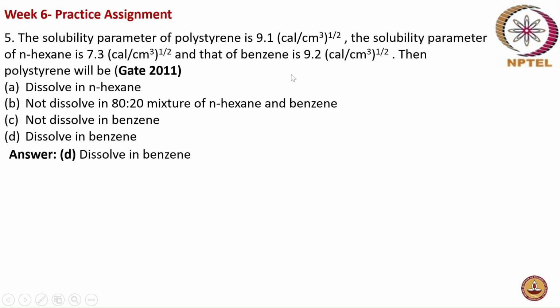Your answer is right. It dissolves in benzene, but the reason is that polystyrene and benzene have very close solubility parameters, whereas hexane has a little different solubility parameter. So the closer the parameters, the better their interactions will be, and that is why polystyrene can be dissolved in benzene.